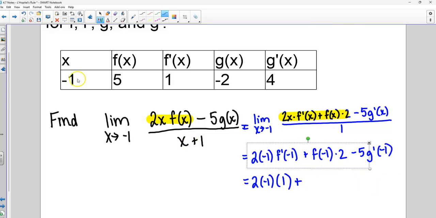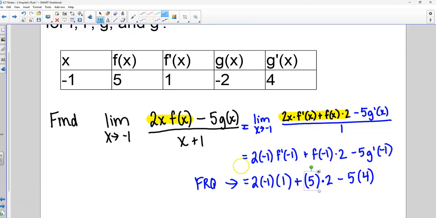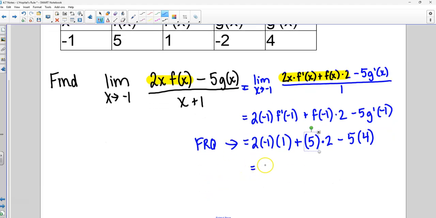F of negative 1 is 5 times 2. And then I have minus 5 times g prime of negative 1, which is going to be 4 here. On an FRQ, you could stop here. But let's just simplify it because we might see these as multiple choice. So that's going to be negative 12, I believe, for our answer.